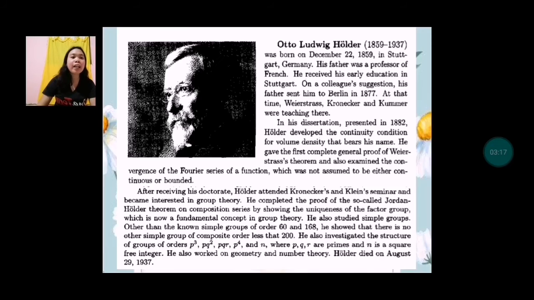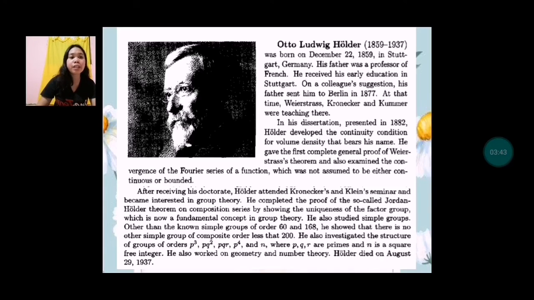The next personality is Otto Ludwig Hölder, and he was born on December 22, 1859 in Stuttgart, Germany. His father was a professor of French. He received his early education in Stuttgart. On a colleague's suggestion, his father sent him to Berlin in 1877. At that time, Weierstrass, Kronecker, and Kummer were teaching there.